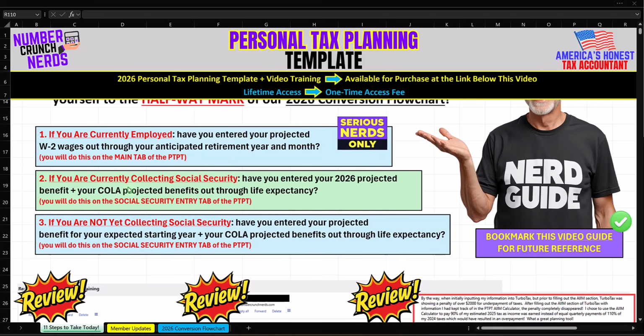Okay, coming back over here and looking at action steps 2 and 3. If you are currently collecting Social Security, have you entered your 2026 projected benefit plus your cost of living adjusted projected benefits out through life expectancy? And note that you will do this on the Social Security entry tab of the personal tax planning template. Conversely, down here, if you are not yet collecting Social Security, have you entered your projected benefit for your expected start year plus your cost of living adjusted projected benefits out through life expectancy? And again, you will do this on the Social Security entry tab of the personal tax planning template.